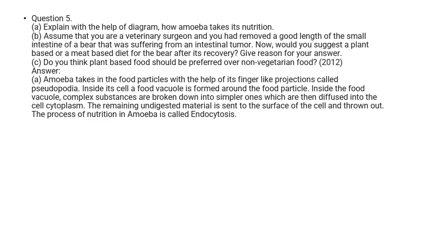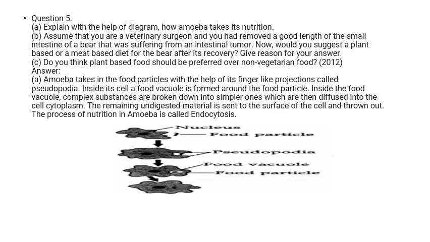So inside the cell what happens? A food vacuole is formed around the food particle. Inside the food vacuole, complex substances are broken down into simpler ones, which then diffuse into the cell cytoplasm. The remaining undigested material is sent to the surface of the cell and thrown out. This is the process of nutrition in amoeba, which we call endocytosis.